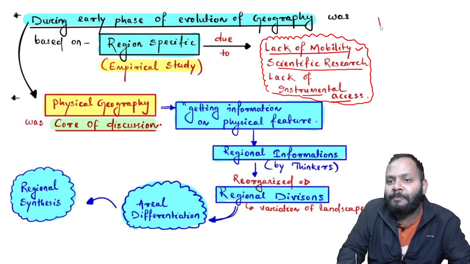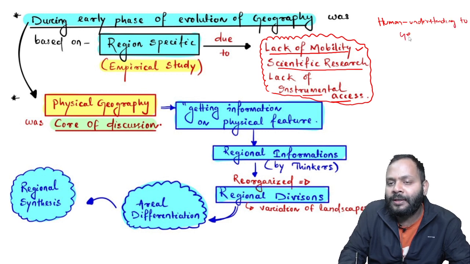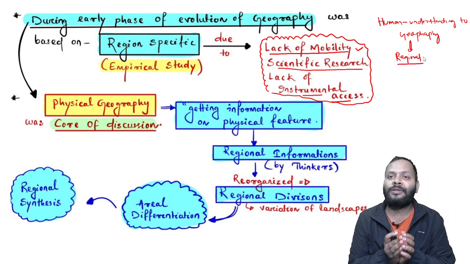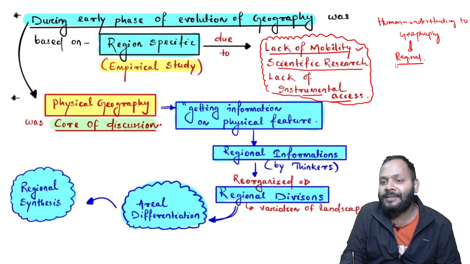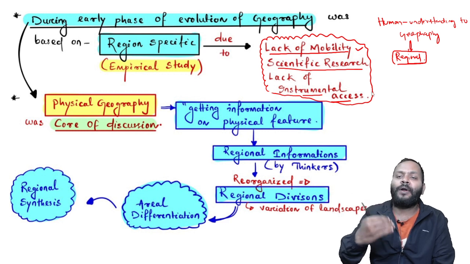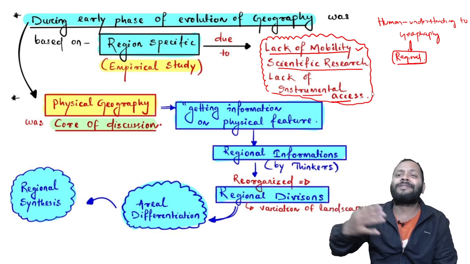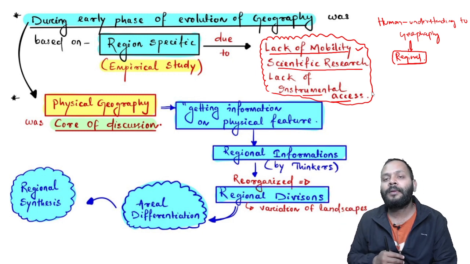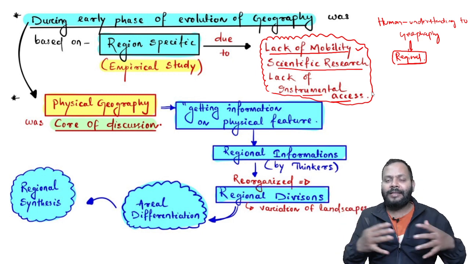Human understanding of geography was regional. What can be the reason? The reason is that humans could not go from one part of the world to another part of the world. It was very difficult.